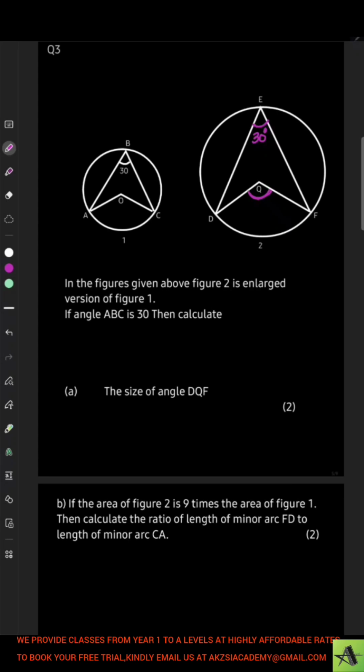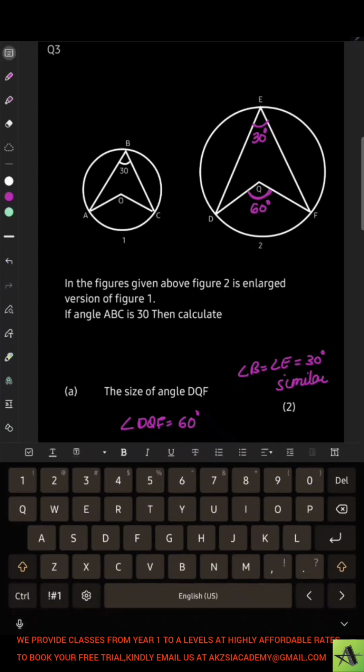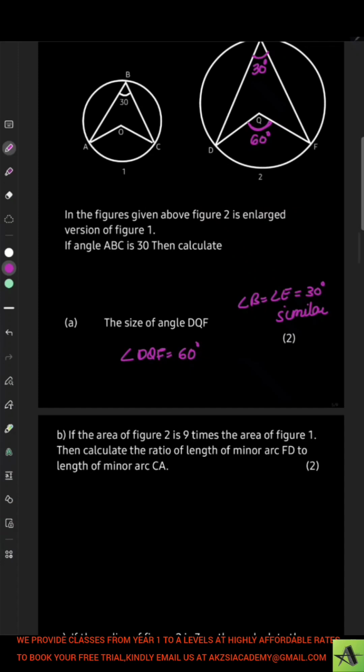And we know by the circle theorem that the angle subtended by an arc at the center is always twice that at the circumference. So if this is 30, this is going to be twice of it, which is 60. So you just have to write angle DQF is equal to 60, and angle B is equal to angle E is equal to 30 degrees, because they are similar figures first of all. And then DQF is 60 degrees because the angle at the center is always twice that at the circumference.